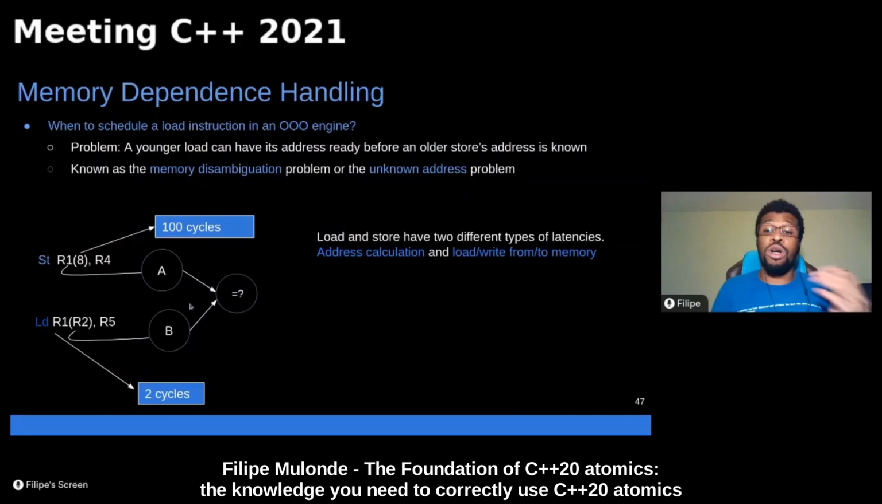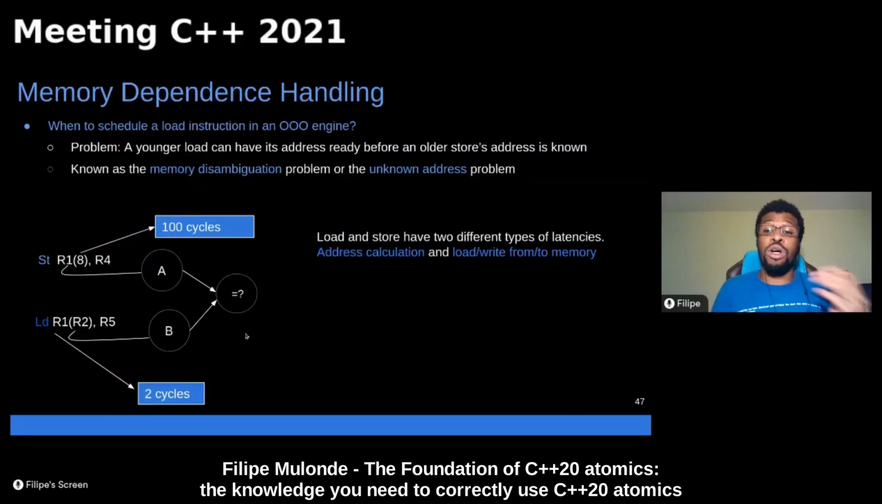Now let's understand the problem here. As I said before, when we dispatch a load or store instruction, we need to compute the address, right? So to compute the address of this store, it takes 100 cycles. And to compute the address of a subsequent load in the program order only takes 2 cycles. And the question is, okay, we have the address of this load. Can we dispatch this load?